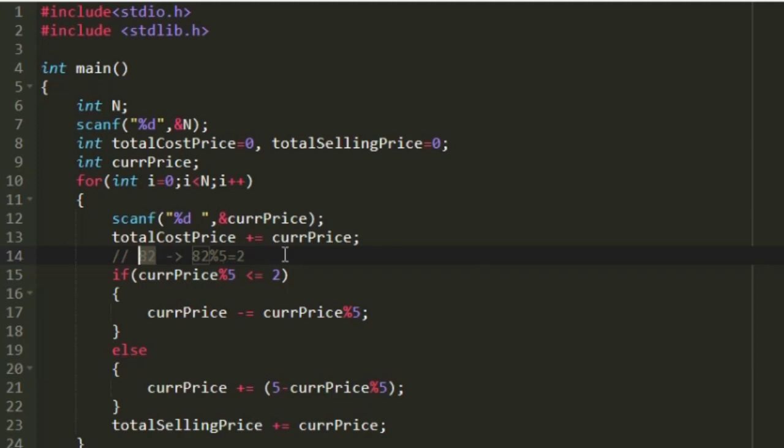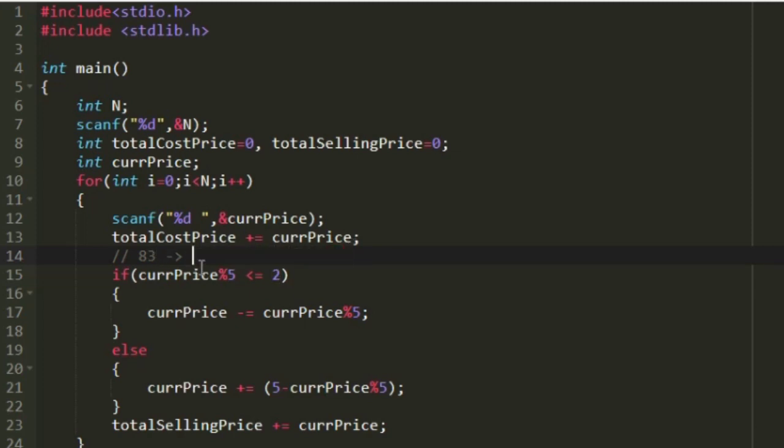To arrive at this value, we will be considering the remainder when 82 is divided by 5. So 82 divided by 5 leaves the remainder 2. So that is what we are checking. If current price mod 5 is less than or equal to 2, then we update 82 = 82 - 2. So that would be 80, which is the selling price of the current item. So that is what we are doing in the if condition. We will be performing this operation only when current price mod 5 is less than or equal to 2.